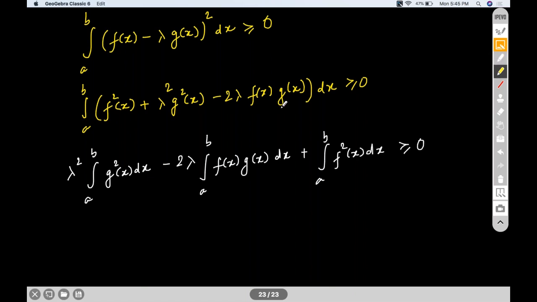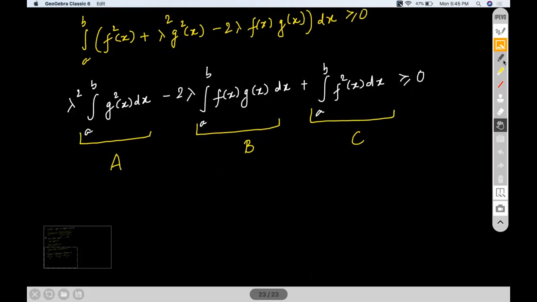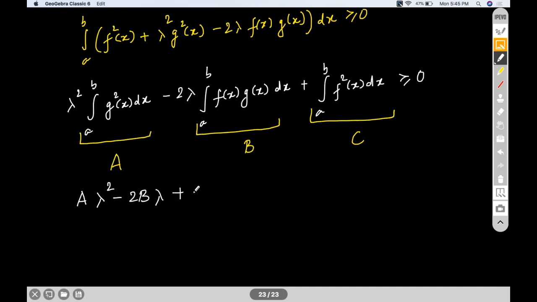Okay, now ultimately these are constants. You can see that these terms will be constants only, right? Because after evaluating the integral, they would just come like a constant to you. Am I right? So what I'm going to do is treat these as capital A, capital B and capital C. Correct? So ultimately you see something like this: A lambda square minus 2B lambda plus C greater than or equal to 0. Correct? No doubt so far. Now this is like a quadratic in lambda.